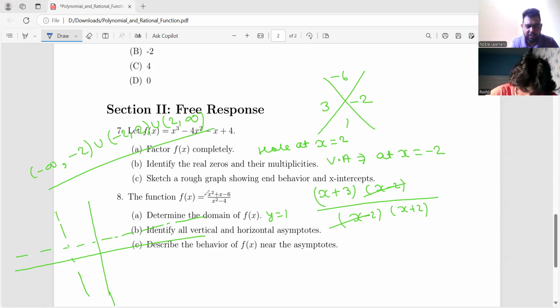And that's a positive function, so it would be in the first quadrant and the third quadrant. The graph will go like this, and then it will go like this. This is how the graph will look.